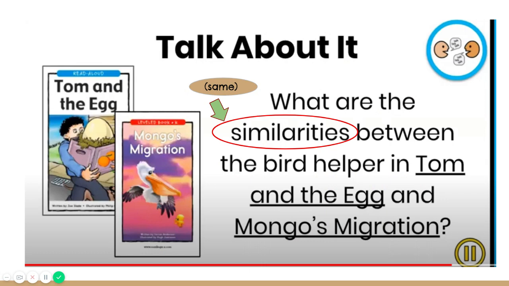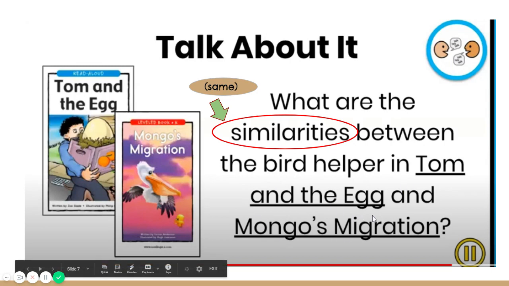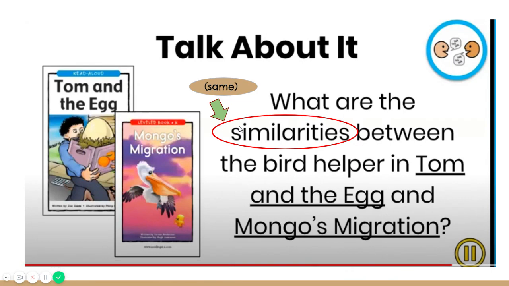So, after the reader reads the book today, they're going to ask you this question, and this is directly from the video you are about to watch. They're going to ask you, what are the similarities between the bird helper in Tom and the Egg and Mongo's migration? So I wanted to make sure you all understand that when they're asking, what are the similarities, you need to be discussing what is the same about the bird helper in this book and the bird helper in this book. What was the same?